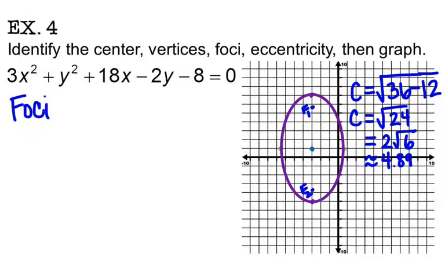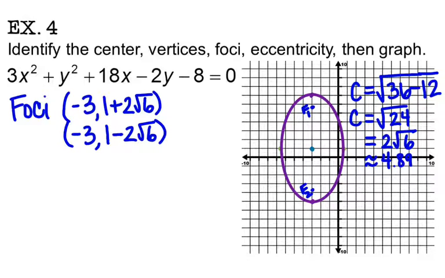Okay, so we're going to start with the focus points since I just found out that those were 2 square root of 6 spaces away from the center. So since that went up and down from the center, we are going to add and subtract that number from the y coordinate of the center. So if you look at your formula, that will help you as well. The ordered pair, or one of the ordered pairs, would be negative 3, comma, 1 plus 2 square root of 6, and we're going to leave it just like that. And then the other one would be negative 3, comma, 1 minus 2 square root 6. Okay?